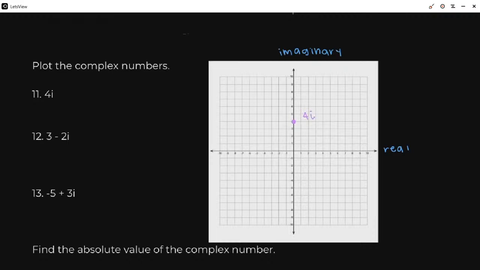Okay, the next one we have 3 minus 2i, so we're going to go to 3 on the real and negative 2 on the imaginary, so it'll be right here. So this is 3 minus 2i. And then the last one is negative 5 plus 3i. So we're going to go negative 5 on the x-axis and then up 3 since it's positive 3i.